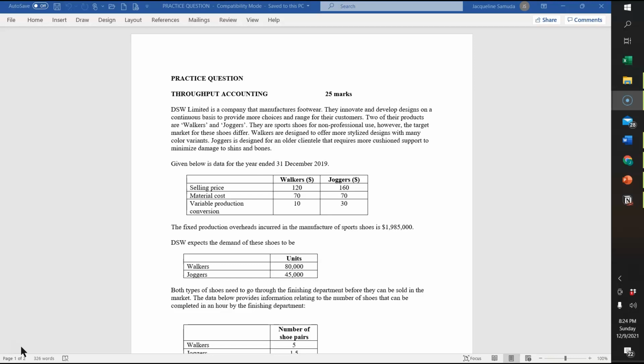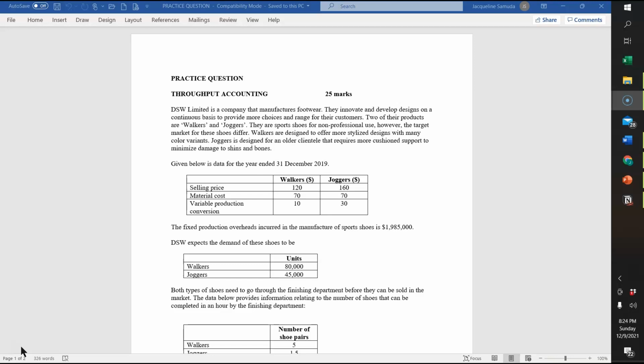So DSW Limited makes footwear. They have two products, walkers and joggers. Now, they have been designed for different clientele, and that is clearly stated in the first paragraph. But let us go down into the nitty-gritty.